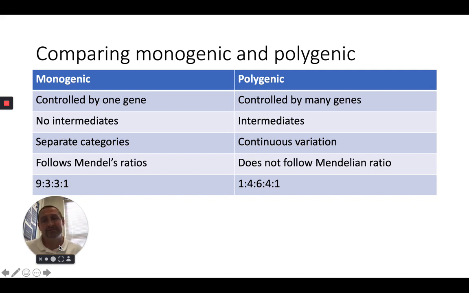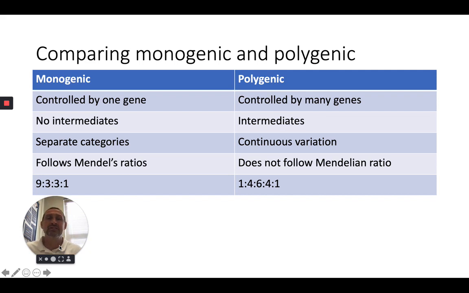get expressed. Monogenic traits follow Mendel's ratios. So 9 to 3 to 3 to 1, or 3 to 1, or 1 to 1. You're going to have these distinct ratios, very specific probabilities. But polygenic traits, you don't have those ratios. Now, given enough data, it'll fall into this bell-shaped curve.